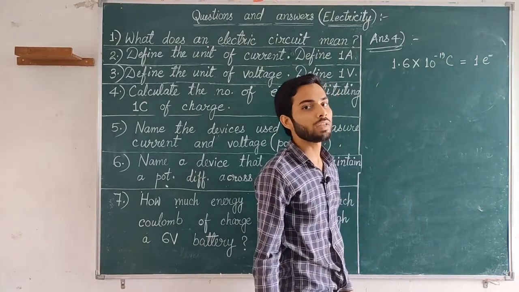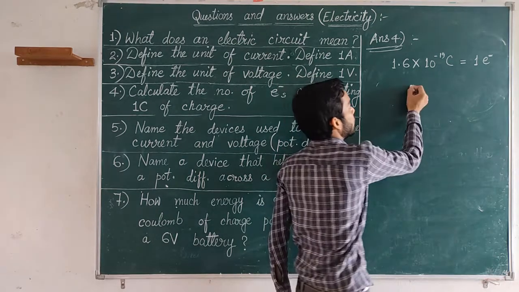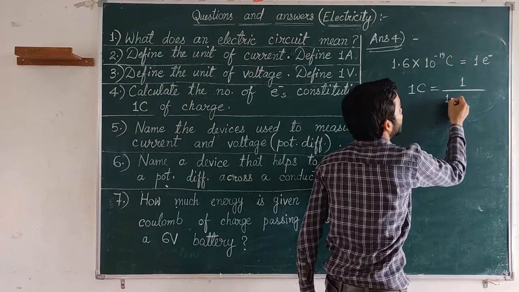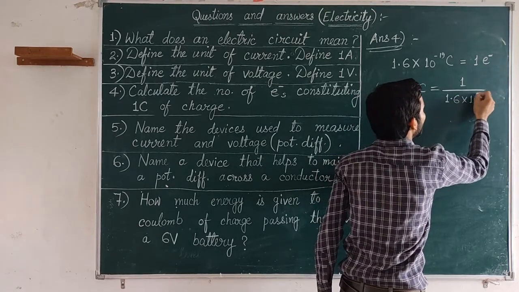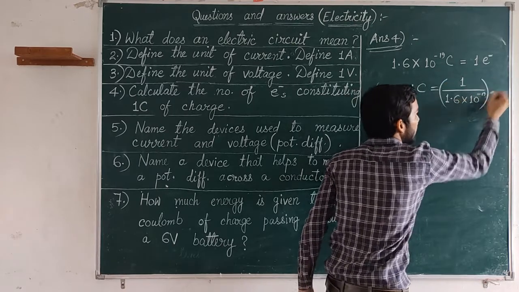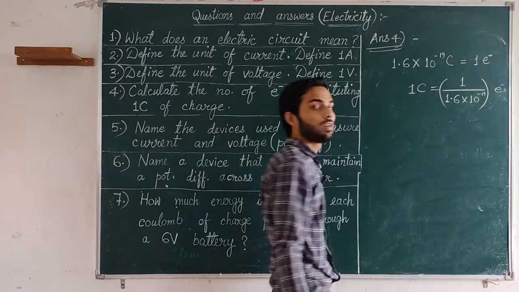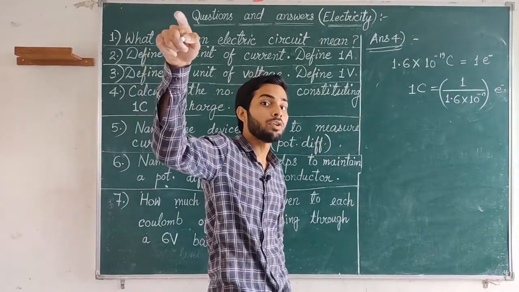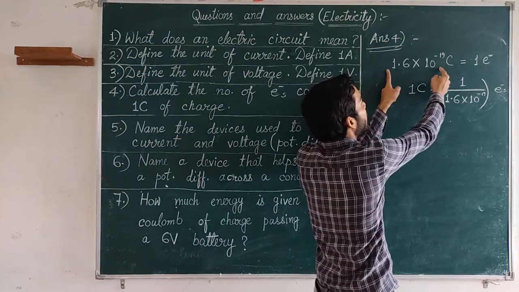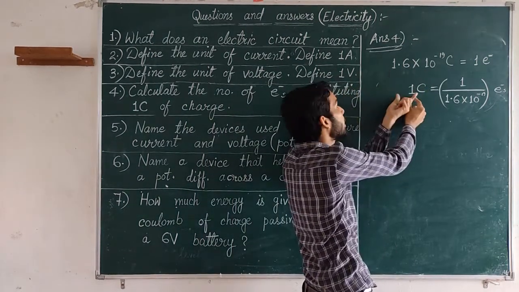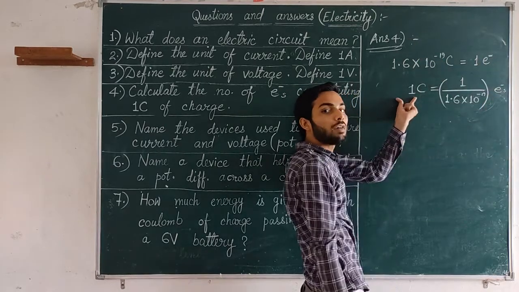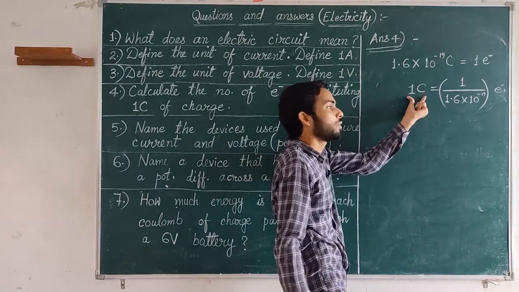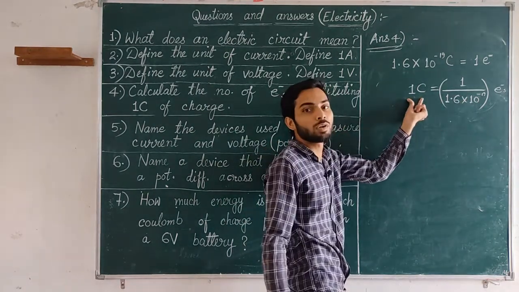So by unitary method we can calculate 1 coulomb is equal to 1 upon 1.6 into 10 to power minus 19 electrons. Recall the unitary method. What were you doing in unitary method? On replacing this quantity by unit quantity, this quantity goes on the other side of the equation as a denominator. So using that unitary method I am going to calculate the number of electrons in 1 coulomb.